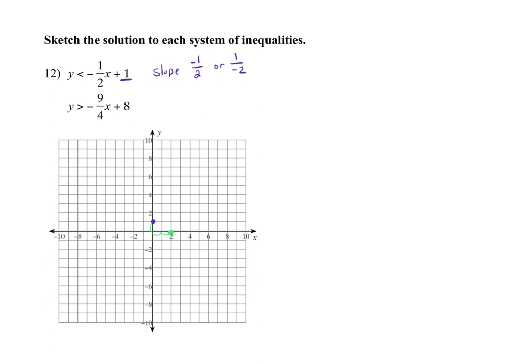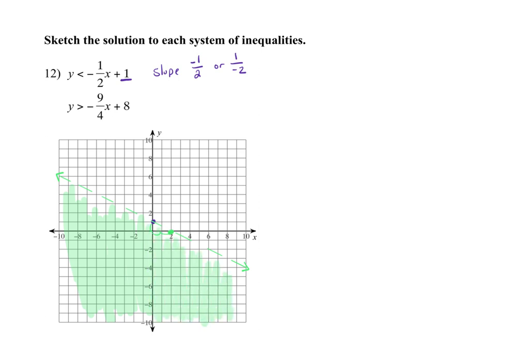and then decide if I am going to do it solid or dashed, just like we did before. And if you'll recall, if it is just a less than and doesn't have the equal to, remember you're going to do it dashed. And so we're going to do this line dashed. Then I'm going to look at my shading. Remember, if it's less than, you're going to shade below the line. So I'm going to shade this one below the line.